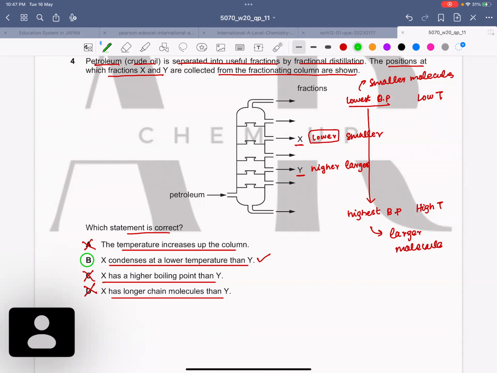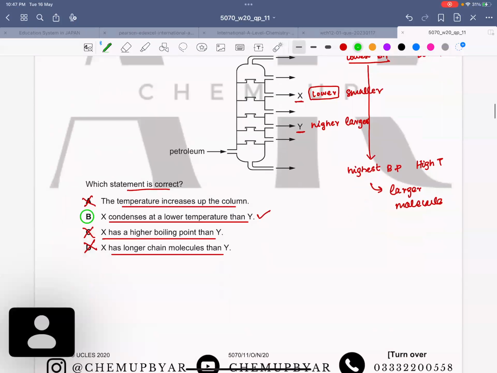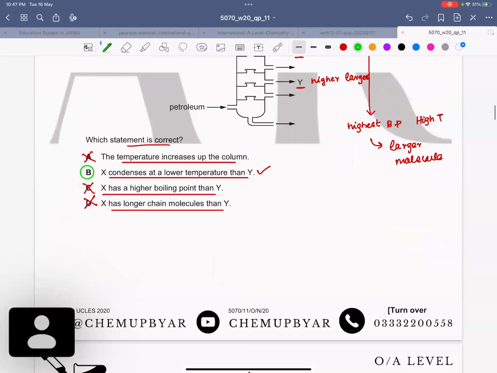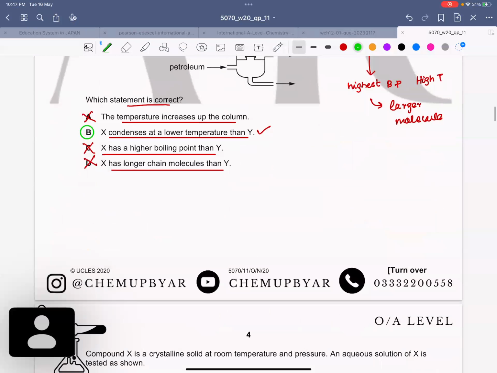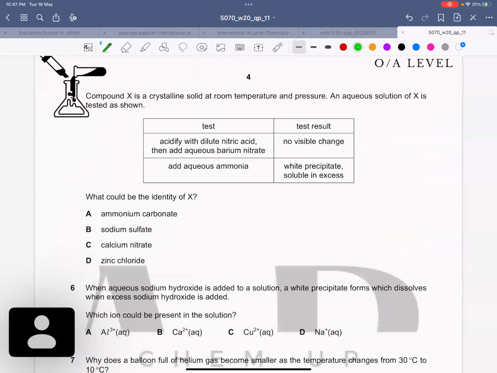Now, next question. Compound X is a crystalline solid at room temperature and pressure. An aqueous solution of X is tested as shown. Test: acidify with dilute nitric acid, then add aqueous barium nitrate, and no visible changes are seen. So what does this mean? What can we conclude from this test?